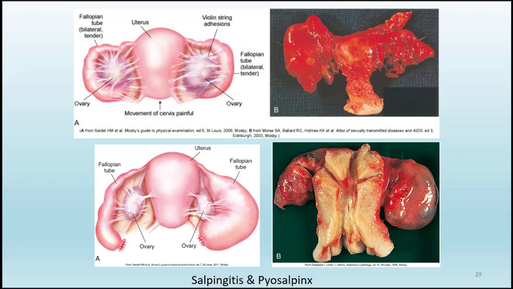A complication of pelvic inflammatory disease includes this condition here called pyosalpinx. So pyo referring to pus. So this is a condition in which the fallopian tubes can fill up and swell with pus. And this can come with further problems.